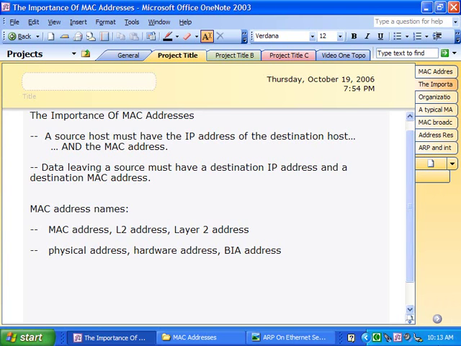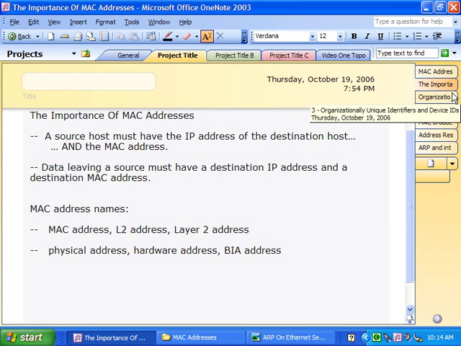Another name I mentioned there, hardware address, so named because it is burned into the hardware. And BIA stands for burned in address, which is another term for a MAC address. So we've got 6 different names: MAC, L2, Layer 2, physical, hardware, and BIA. Like I said, sometimes we just like to make things a little more complicated in this business than perhaps we should. So just be aware that all 6 of those names are referring to MAC addresses.